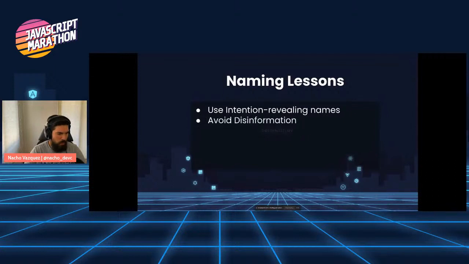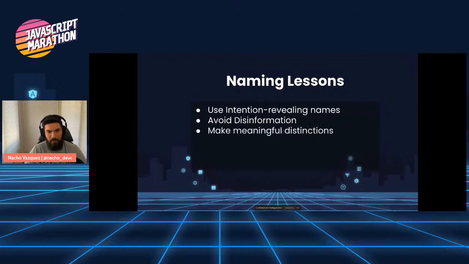Another one is to avoid disinformation. This one is about not using abbreviations. We saw that we were using at the beginning the TS2, the TS1. These abbreviations don't really say much. So we are creating disinformation. Some people may even think that it means something else, like TS is types. So one could think they are types. So let's try to avoid disinformation. And this is another of the lessons.